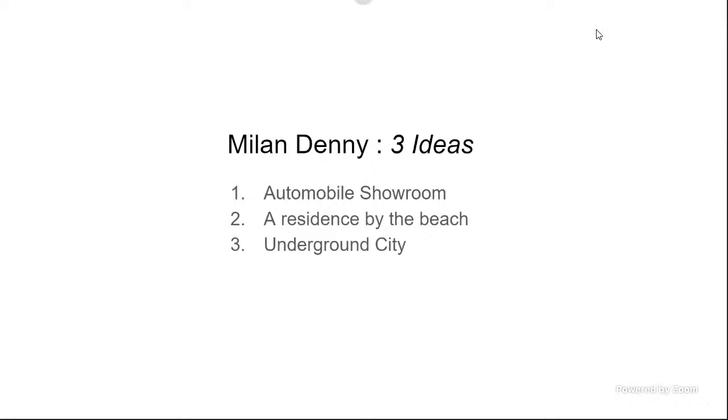So my three ideas were, the first one, I'm a car enthusiast and I wanted to design an automobile showroom. I haven't designed any type of showroom before, so I wanted to see how the output would be by giving certain parameters.